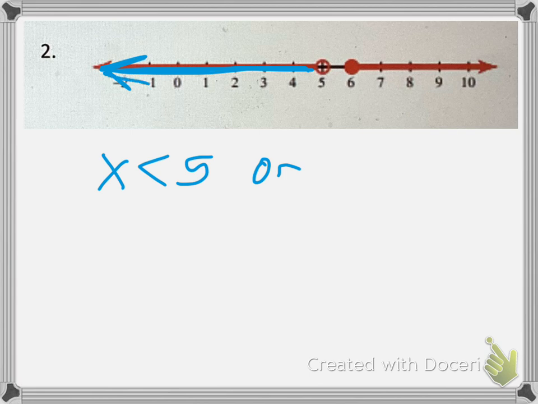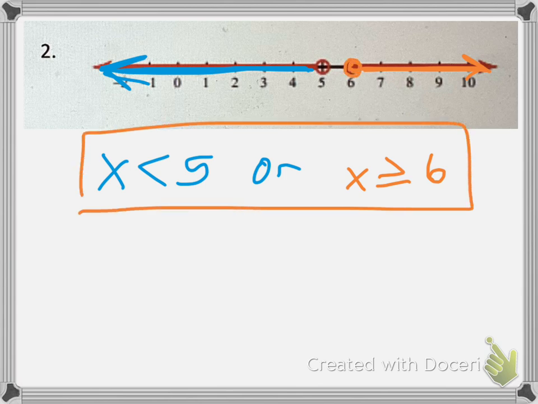So then I'm going to do the other statement over here. I'm going to put that x is greater than or equal to 6, because notice how the dot is closed in, so it's going to be greater than or equal to 6. This is my or statement. And it's an or because I got this little gap in between here, nothing from 5 to right before 6 will work for this particular statement. And remember, in the ors, only one statement has to be true.